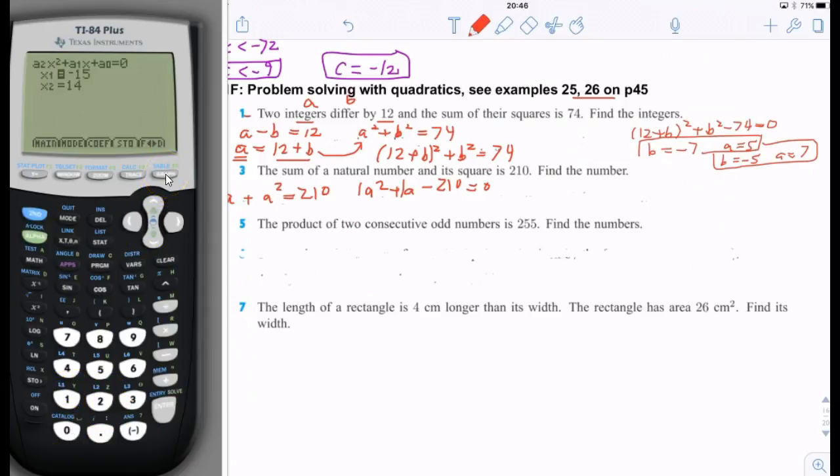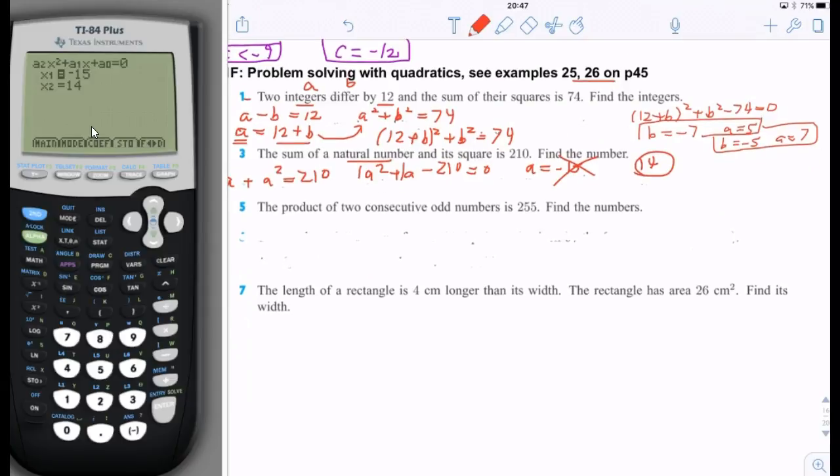Solve. And the two possible roots are negative 15 and 14. So those are the two possible answers. But since it says a natural number, then we know it can't be negative 15. It has to be 14. Okay, so 14 plus 14 squared, I guess, is equal to 210, which is what we just discovered.